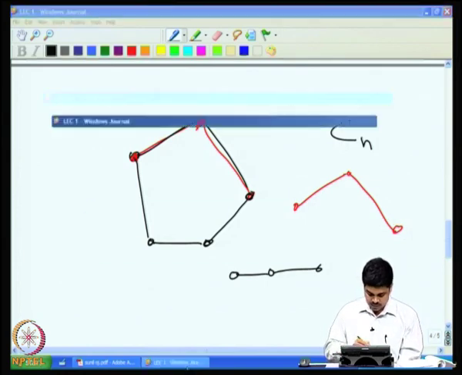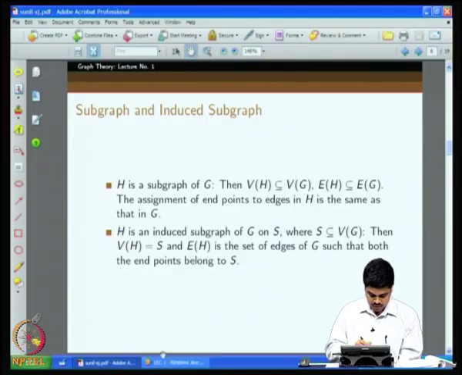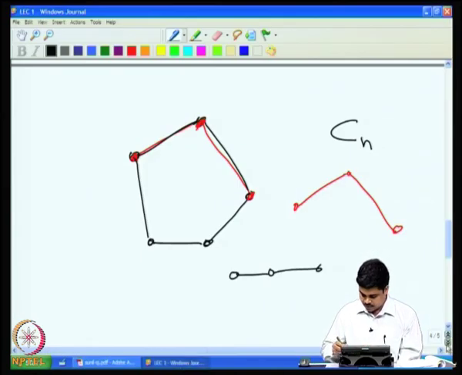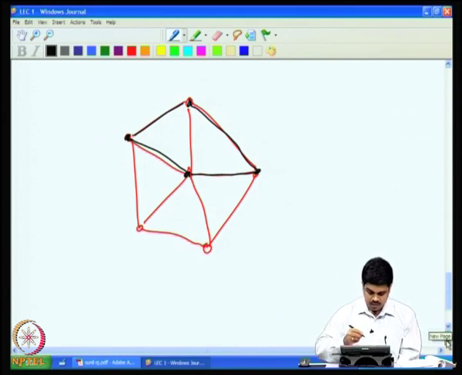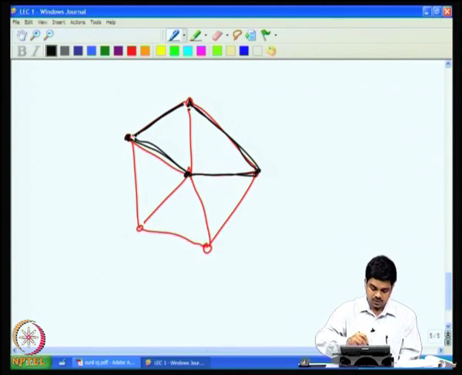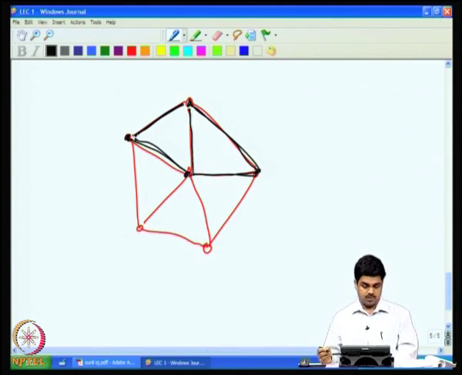In the next example, it is more clear. Here I have selected this vertex, this vertex, this vertex, and this vertex, but the edges are only this, and this. This edge is not selected. So, this is not an induced subgraph. To make it an induced subgraph, you have to add this also. So, this is the induced subgraph.